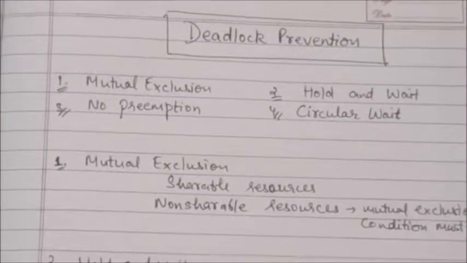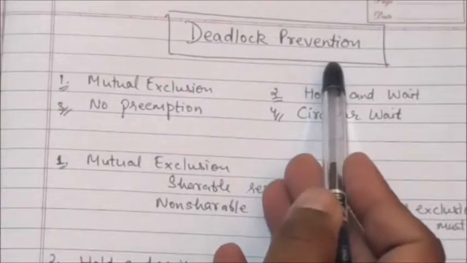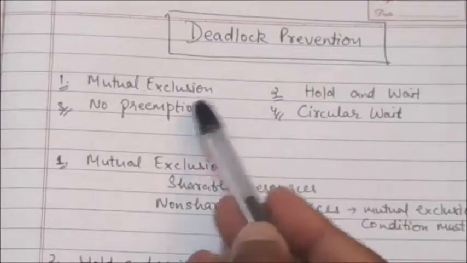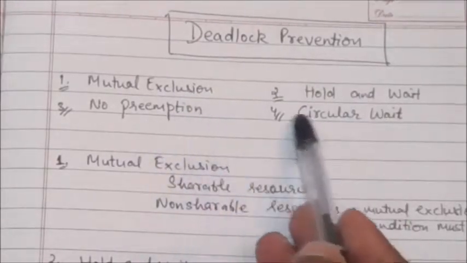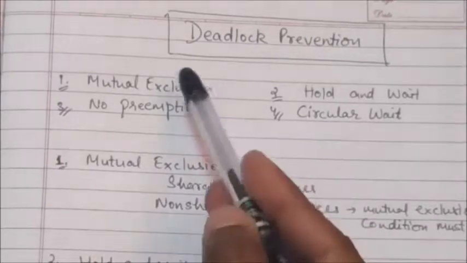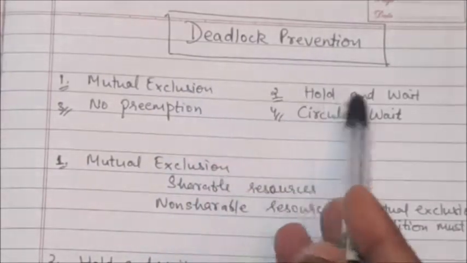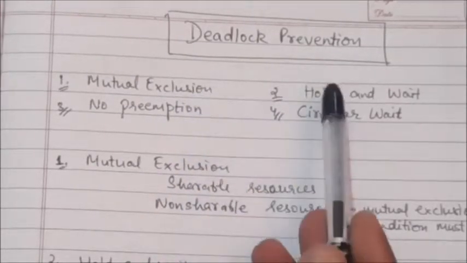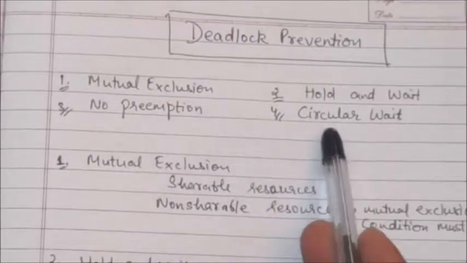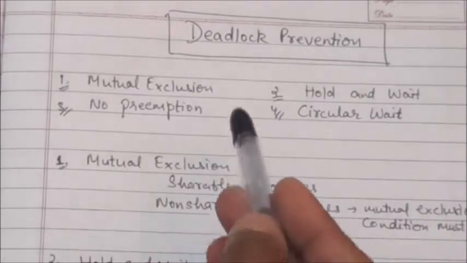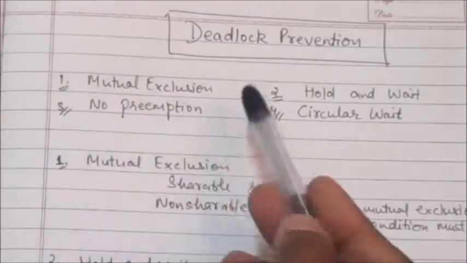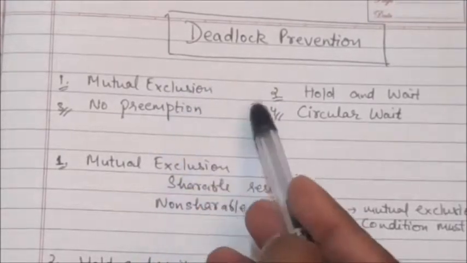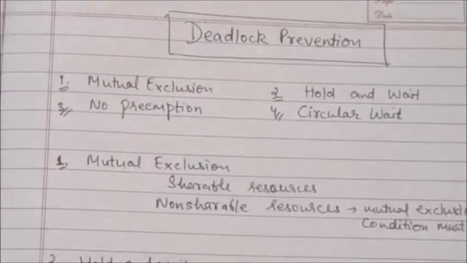Hello friends, welcome back. In this tutorial we will study deadlock prevention. In the previous tutorial we studied that deadlock occurs when four conditions hold. For a deadlock to occur, each of these four conditions must hold. These four conditions are mutual exclusion, hold and wait, no preemption and circular wait. Now we can prevent deadlock by ensuring that at least one of these conditions cannot hold.